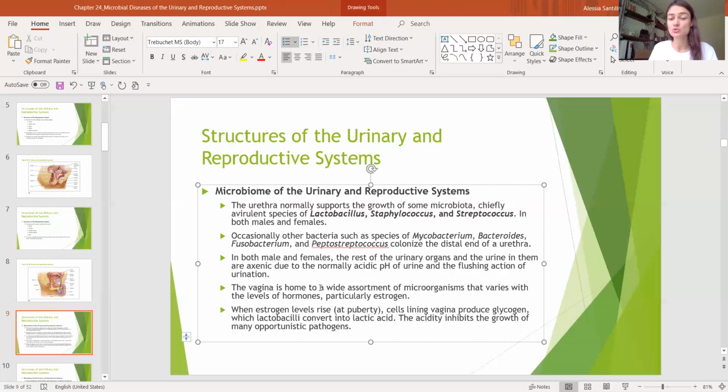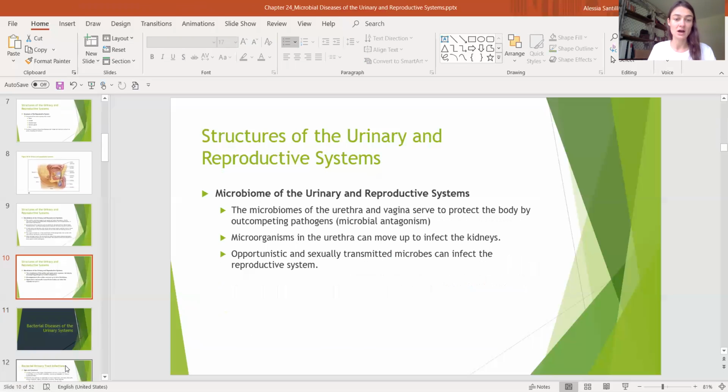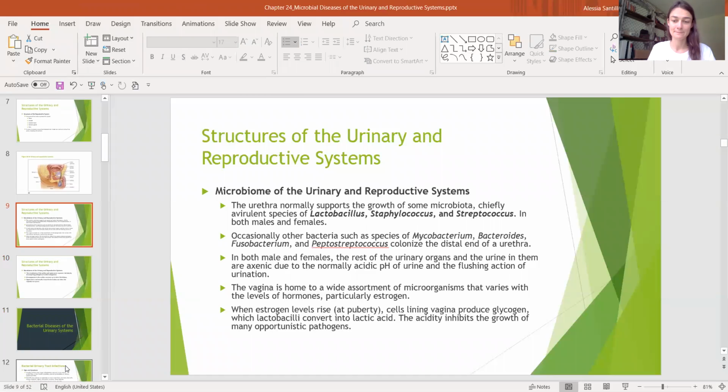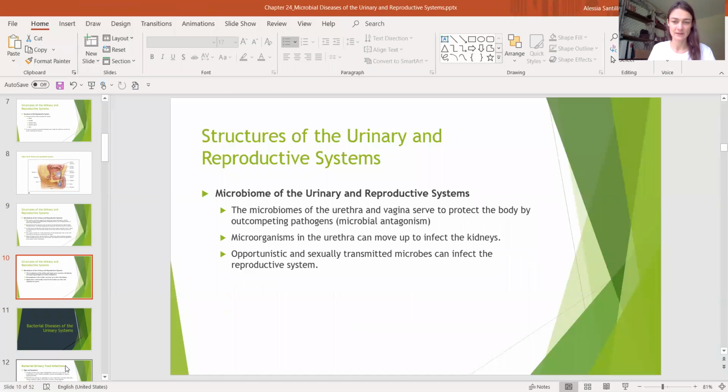The vagina is home to a wider assortment of microorganisms that varies with the levels of hormones, particularly estrogens. Like I said, when estrogen levels rise, you usually have more glycogen, and therefore a more acidic environment. This acidic environment inhibits the growth of many opportunistic pathogens. So the microbiomes of the urethra and the vagina serve to protect the body by outcompeting pathogens. There we have that microbial antagonism that we know so well.